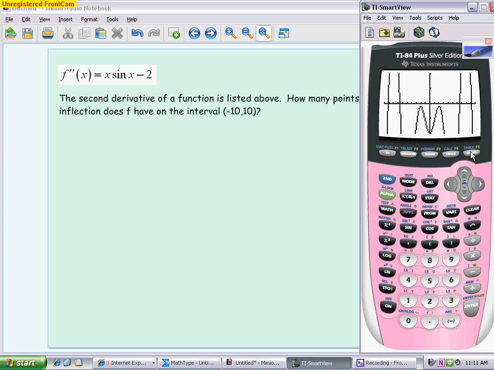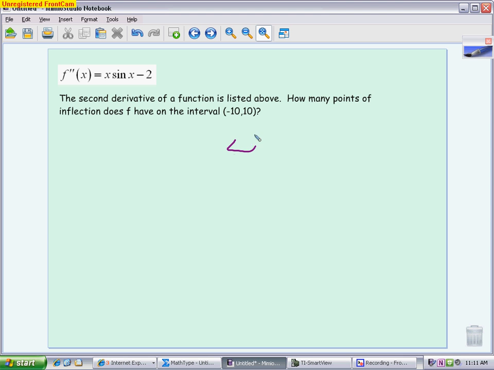If I go to write on my picture, it's going to disappear, so I'm just going to talk about it. You're going to count all the places where this graph crosses over the x-axis. You can see that there are 2 on the left side of the graph and 2 on the right side. So I would say that this one has 4 points of inflection.